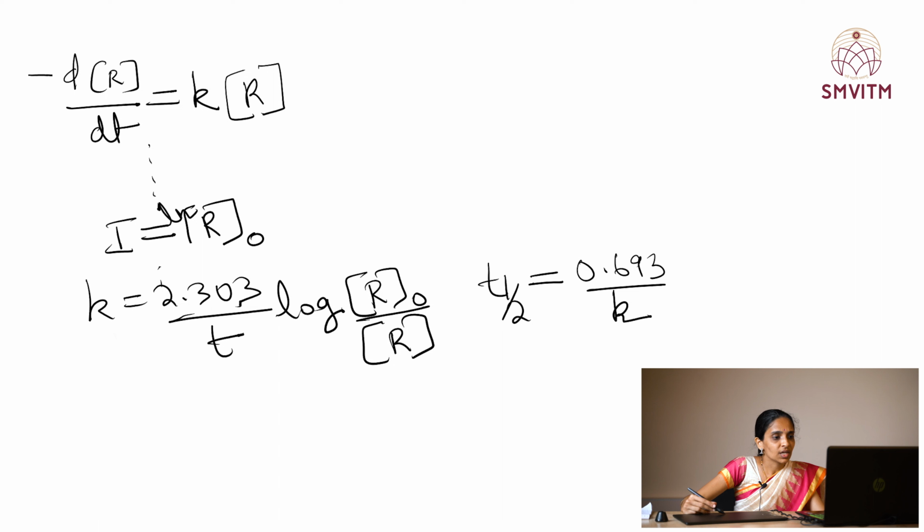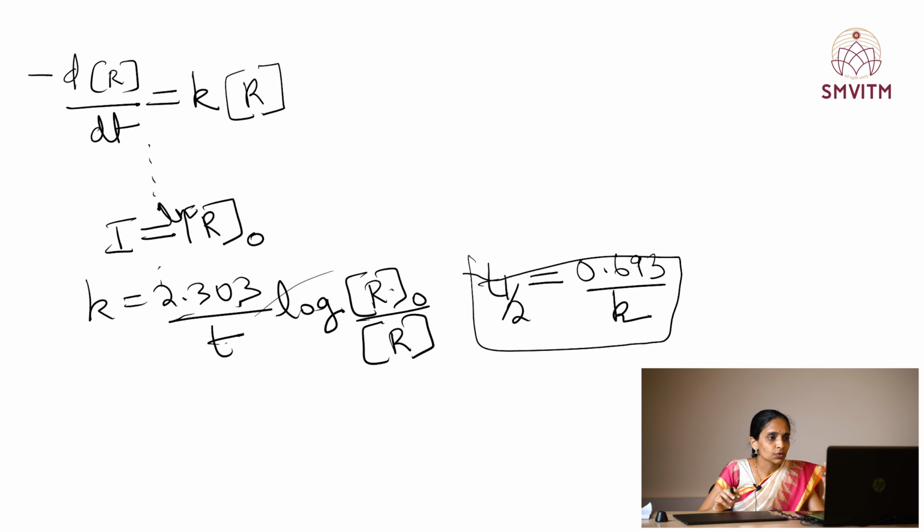So when t becomes t half, you know that [R] becomes [R]0 by 2. By substituting these conditions, you can derive the half-life. Remember, half-life of first order reaction is independent of initial reactant concentration, is it not? There is no R0 term in the formula. So they may ask you to prove this. It's an important question. So out of the 2 derivations, one derivation is a sure question. And also there may be problems on the k of first order and half life.